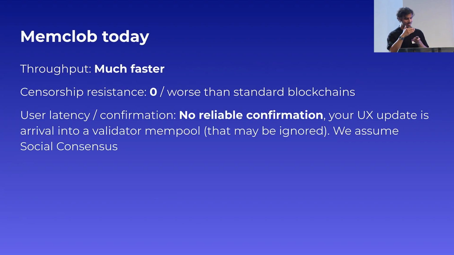Well, first off, let's look at the trade-offs here. The throughput is much faster because we're doing everything in memory, only posting cleared things onto the chain. Our censorship resistance is like zero, or worse than normal blockchains, because only matched things ever get in, and everything else can be ignored. We've lost user latency or confirmations. When you do a UI update, your confirmation as a user is that you've talked to one RPC or one validator, which, as I hit on earlier, is a very weak guarantee here. So we can improve this, and we should use this throughout more of Cosmos.